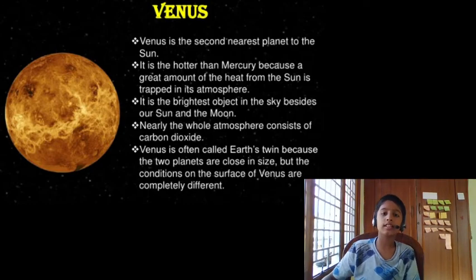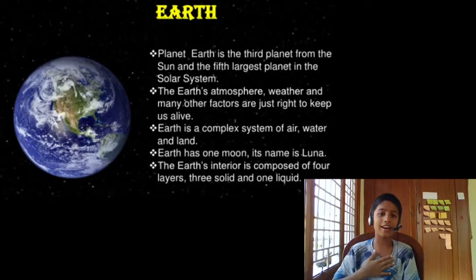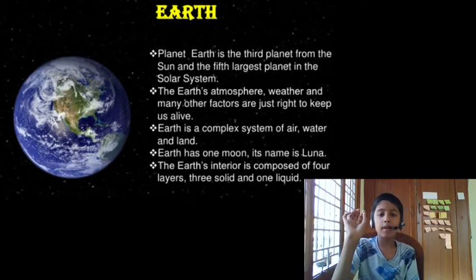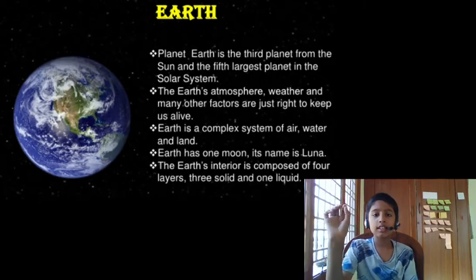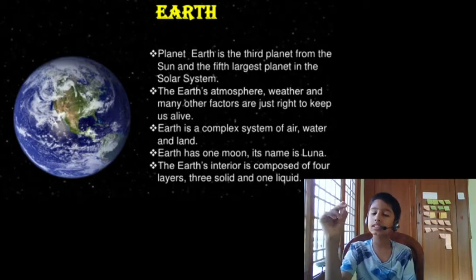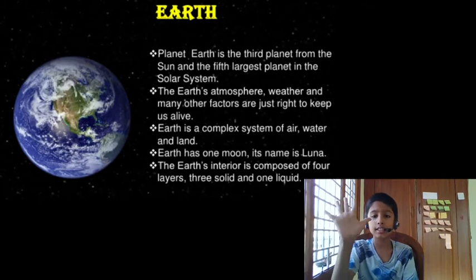And the next planet is Earth, our own planet, the water-existing planet. Planet Earth is the third planet from the sun. It is also an inner planet, and it is the fifth largest planet in our solar system.